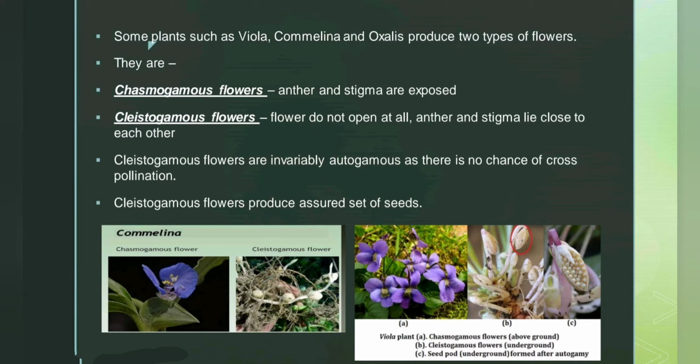Some plants such as Viola, Commelina, and Oxalis produce two types of flowers, chasmogamous and cleistogamous. In chasmogamy, the anther and stigma are exposed, but in cleistogamy, the flowers do not open at all and the anther and stigma lie close to each other. So the pollen released from the anther compulsorily goes to the stigma of the same flower. Hence, it increases the chances of self-pollination. Cleistogamous flowers produce assured seed set because there is no chance of cross-pollination.